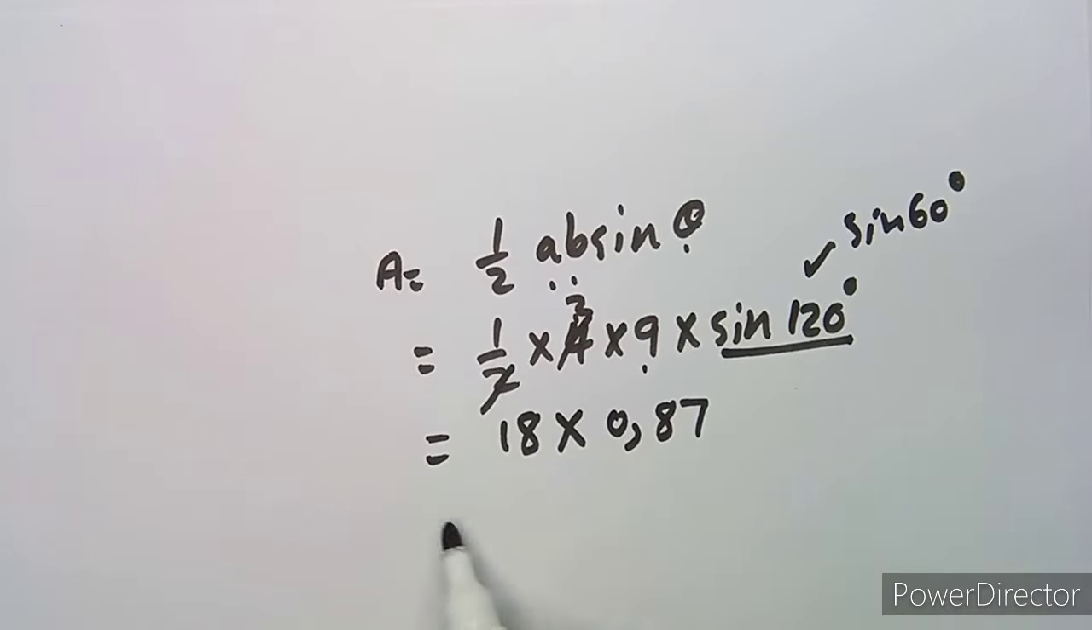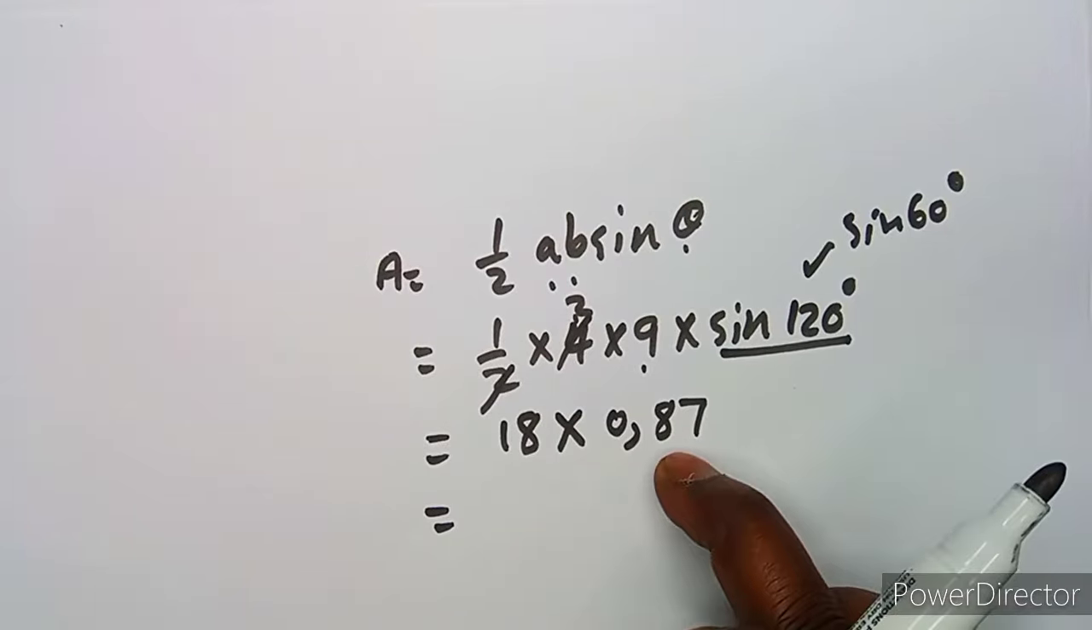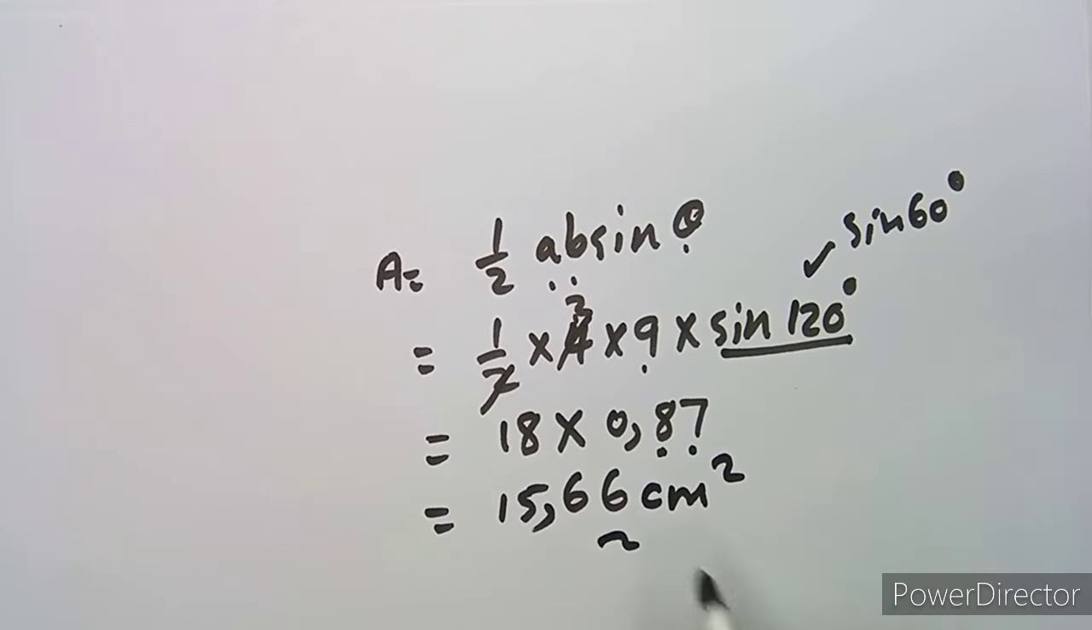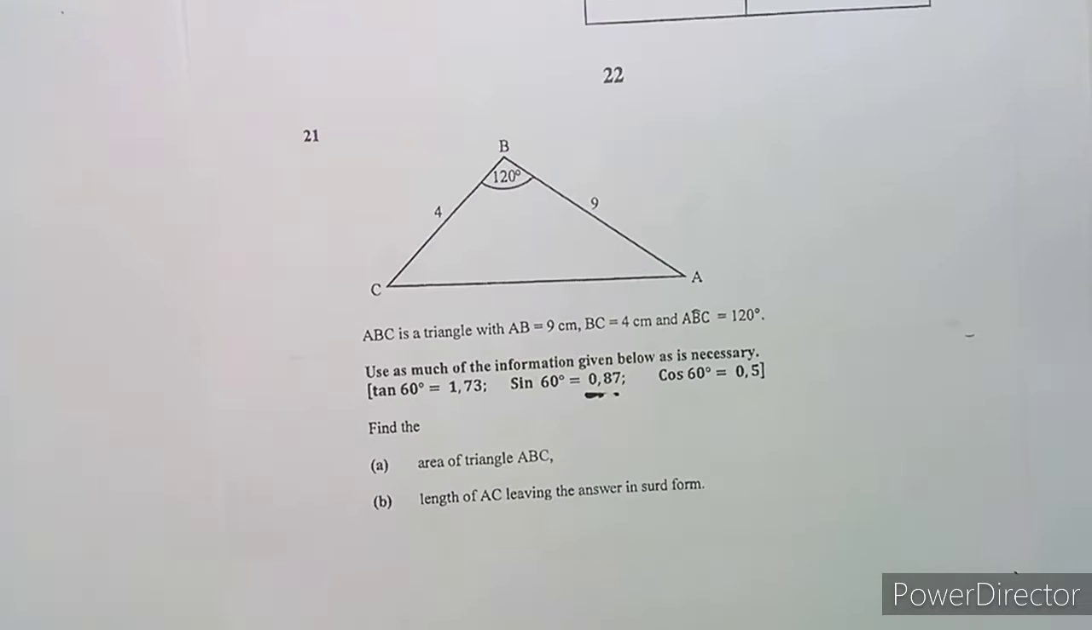So guys, you multiply these numbers properly. 18 times 87 is going to give you 1566. But how many decimal places? We've got 2 decimal places, so it's going to be 15.66 square centimeters. All right, I hope we are together here.